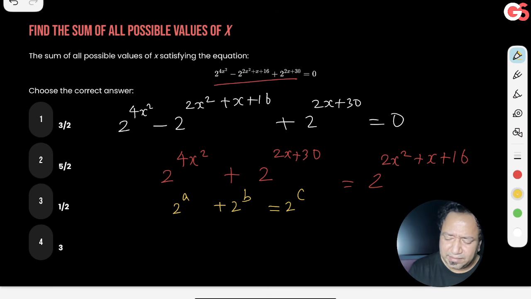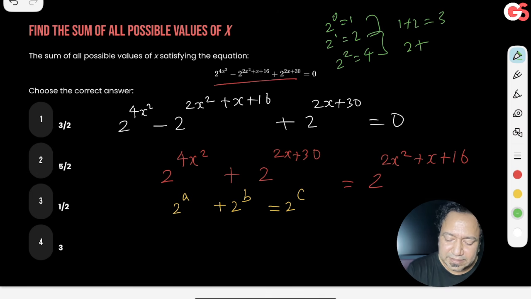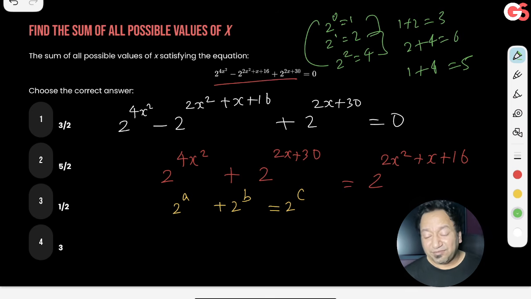2 to the power 0 is 1, 2 to the power 1 is 2, 2 to the power 2 is 4, and so on. If I add any two powers of 2, would I get a power of 2? If I add 1 and 2, I'll get 3. Is 3 a power of 2? No. 2 plus 4 is 6. 1 plus 4 is 5. So if I add two different powers of 2, I won't be getting a third power of 2.